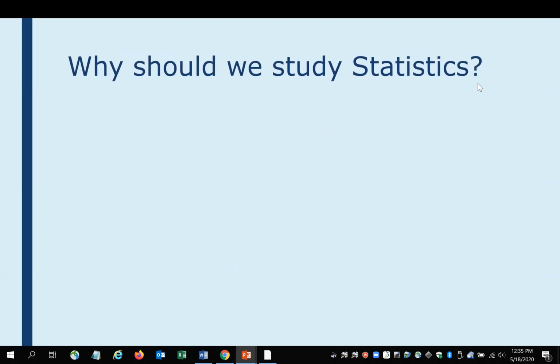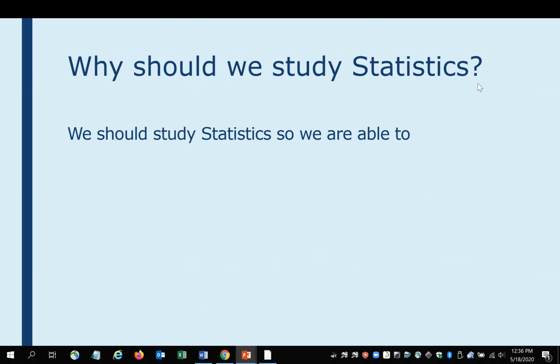So why should we study statistics? Why do you even need to take this class other than maybe you need it to graduate from college? You just see it as one of those requirements that you need. But there are really two primary reasons why we should study statistics.